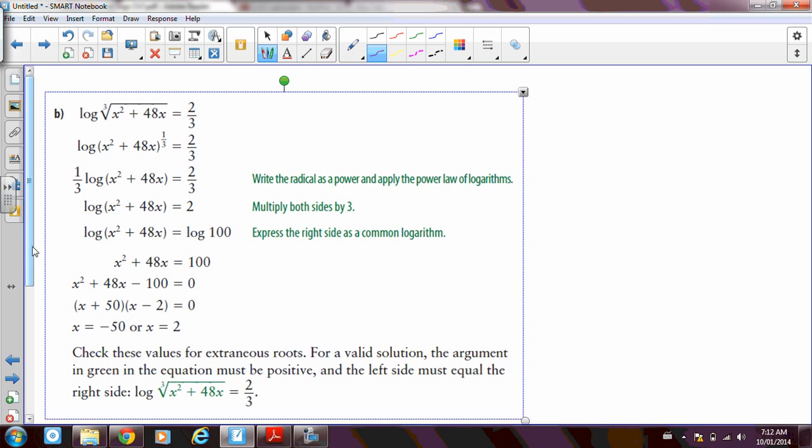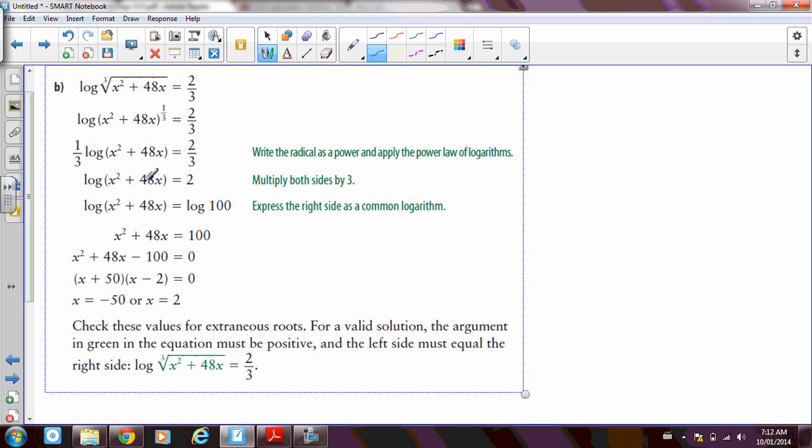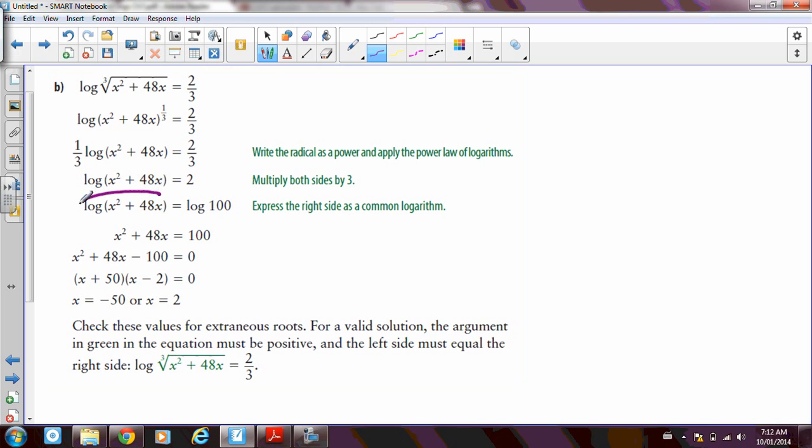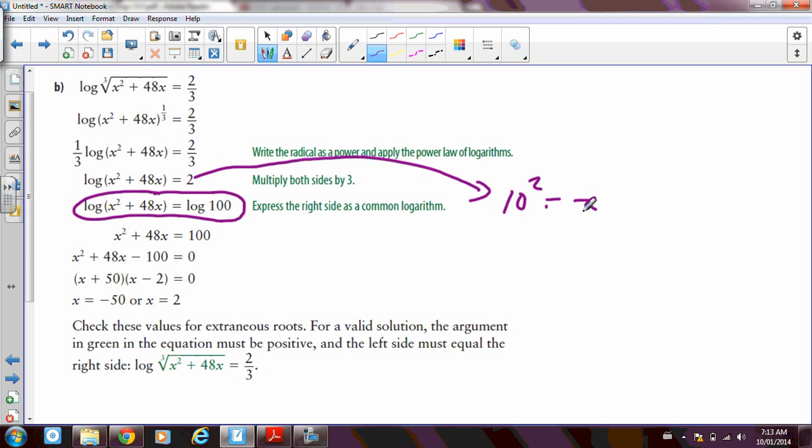Now, as we move on to the second one here, we'll see it a little bit better. Same comment on this line right here. My feeling is a little bit easier solution at this point is simply to go to the base is 10, the exponent is 2. That's going to be equal to x squared plus 48x. And of course, it gets us right back to where we were anyways.